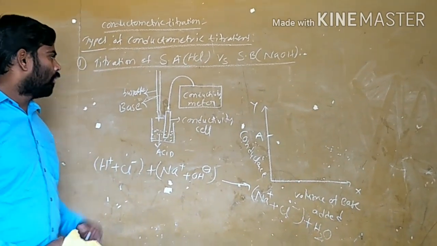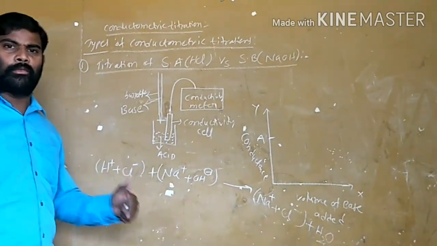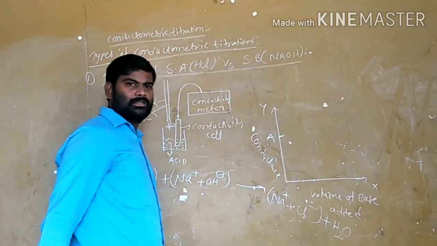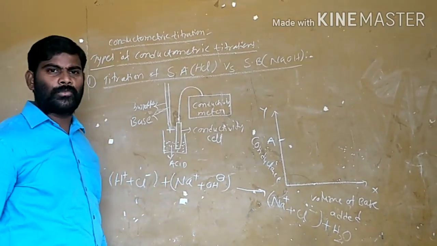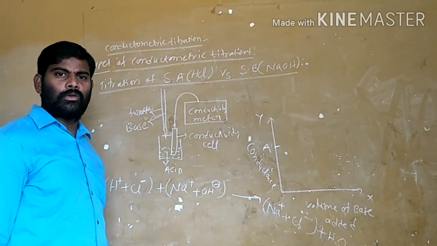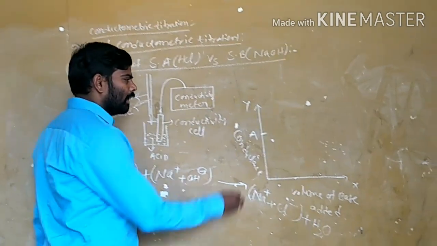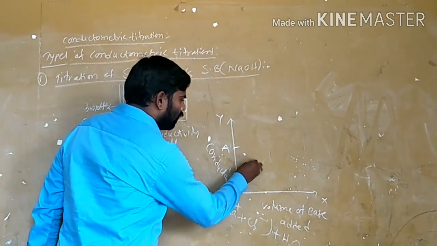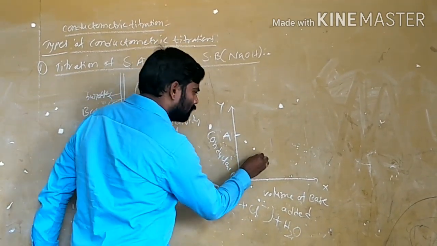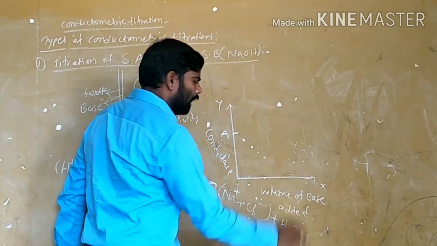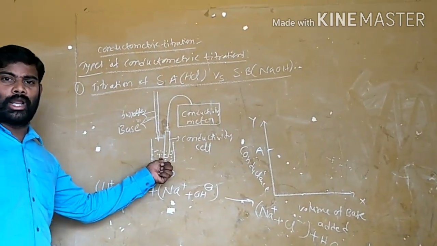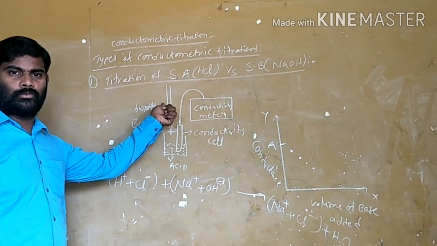And again, gradually we are adding 1 ml, 1 ml, 1 ml. Every time we add this strong base to the acid, the fast-moving H+ ions are replaced by the slowly moving Na+ ions. That's why, whenever we add the base, the conductance values gradually decrease until the total H+ ions are neutralized with the base.